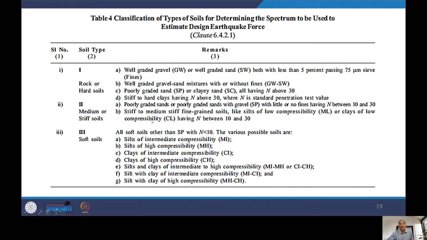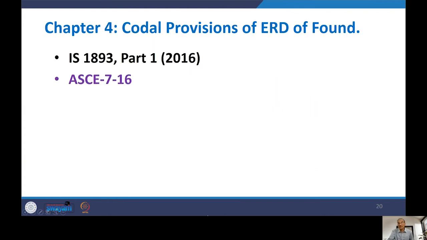What I can suggest here is that if the value of N is above 30, then you can use rock or hard soil. But if it is between 10 and 30, then medium or stiff soil should be used. Finally, for soft soil, the value of N is less than 10, and the rest of the things, its applicability is basically for intermediate and high compressibility soils. So these are applicable, but if the compressibility is low, then this soft soil method may not be applicable. So this was all about IS 1893.